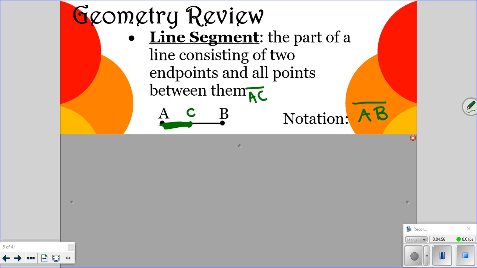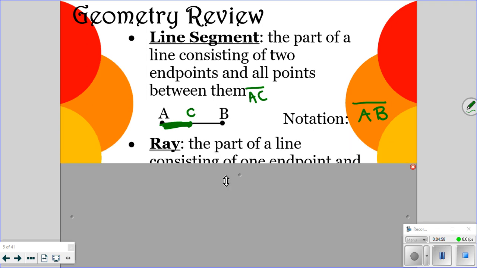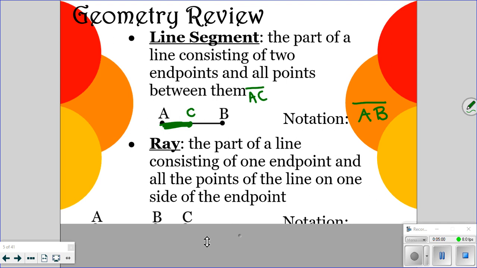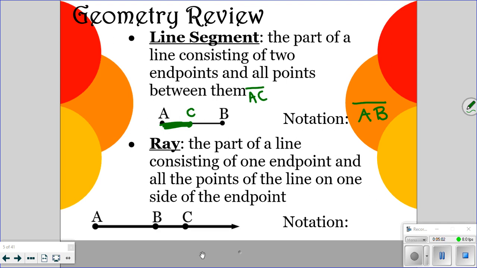A ray consists of part of a line that has one endpoint, and then it goes all the way forever and ever on one side of the endpoint only. So for your notation, you always use the ray symbol. Even if your ray is going this direction, it always looks like this.